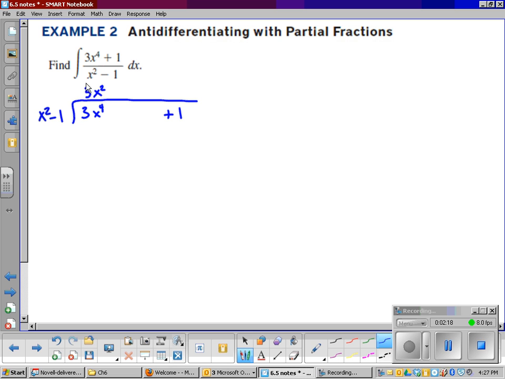Now I need to multiply this times each of these terms and write them down below. So 3x squared times x squared is 3x to the fourth. And 3x squared times negative 1 is negative 3x squared. That's where my placeholders come into play. I don't have any x squares up there, so I'm just going to be adding that to 0.